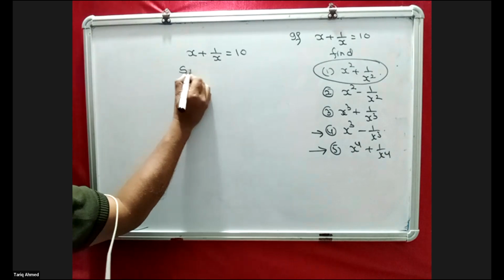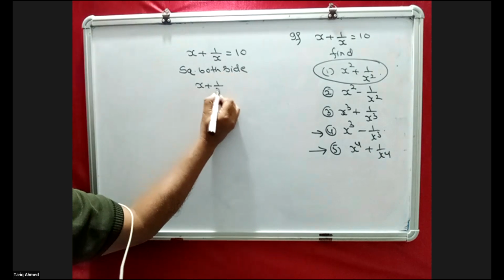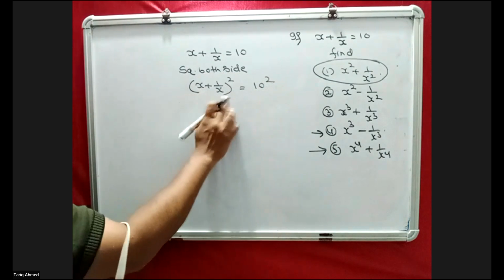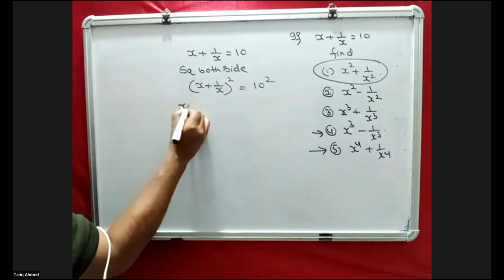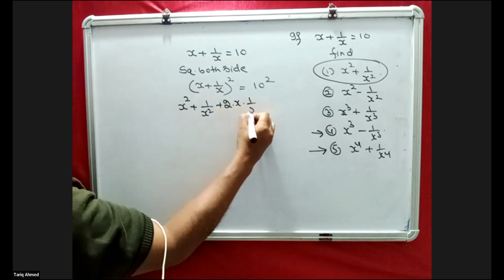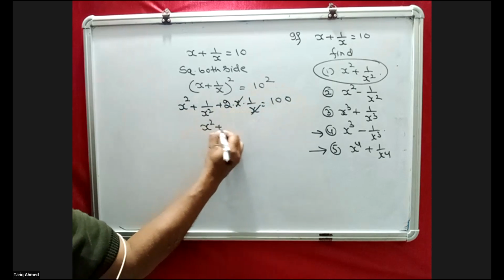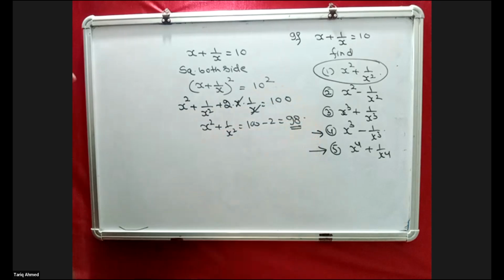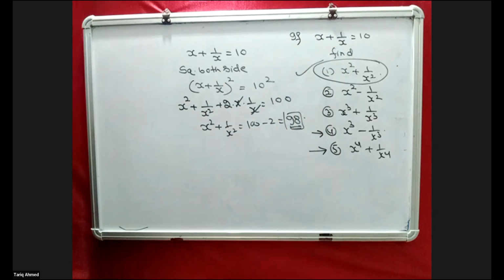Now, squaring both sides, what we will do? (x plus 1 by x) whole square is equal to 10 square. Which formula do we have to use here? (a plus b) whole square. So this is x square plus 1 by x square plus 2ab, 2 into x into 1 by x, equals 100. This x will cancel this x. So x square plus 1 by x square is 100 minus 2, and that is 98. Now we get the value of x square plus 1 by x square, that is 98. We get the first value.